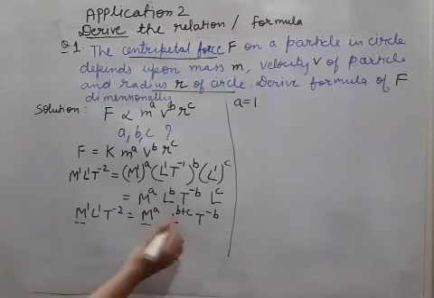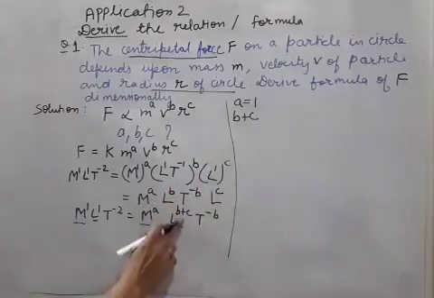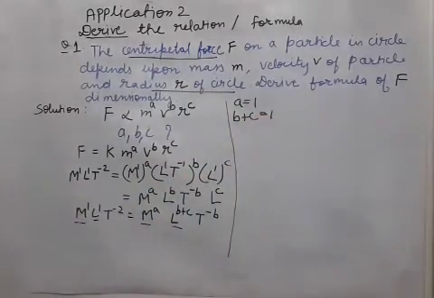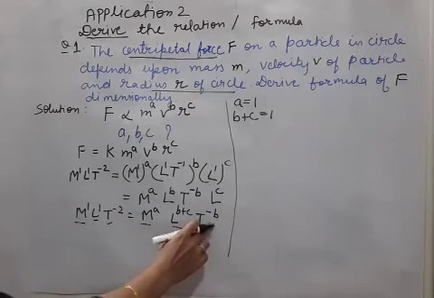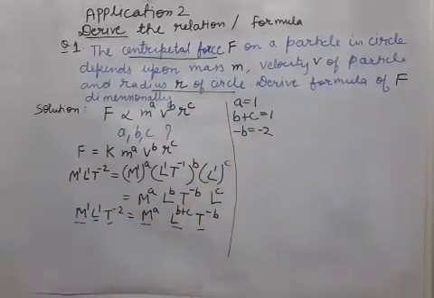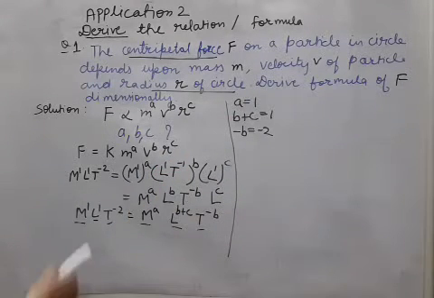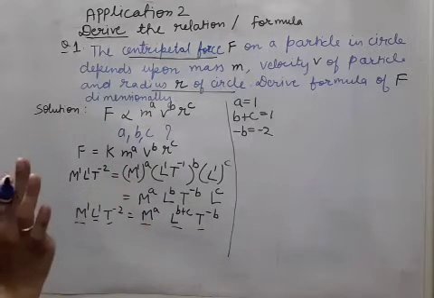Next is L power. L power B plus C here and L power 1 is here. This is the second equation. The third equation is T power minus B here and minus 2 here. In these three equations, we will always get three equations because the MLT sequence is generally written, so from each term, one equation will be framed.